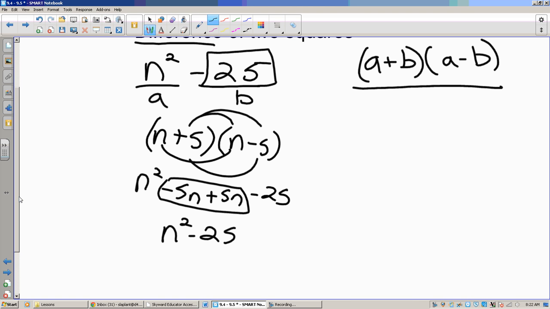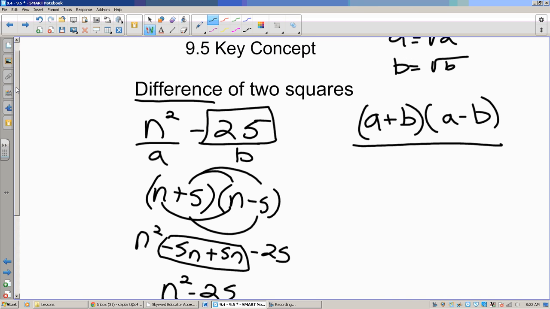In this case, we are multiplying to -25, but adding to 0, because there's no b term. It's the same process as the difference of two squares, but it's a lot easier once you learn a plus b times a minus b. Okay? So let's take a look at another one.